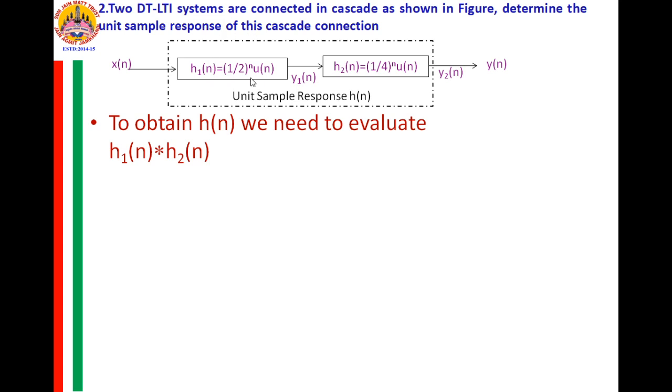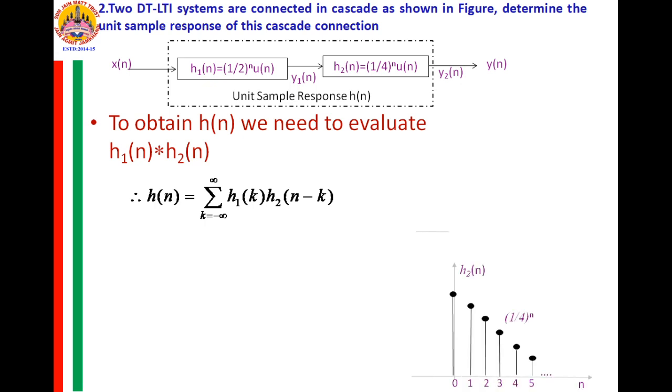Given that h1(n) is (1/2)^n u(n) and h2(n) is (1/4)^n u(n), both are infinite duration exponential signals. So let us sketch h1(n) and h2(n). h1(n) is (1/2)^n u(n), meaning it exists from 0 to infinity, and h2(n) exists from 0 to infinity with amplitude (1/4)^n.